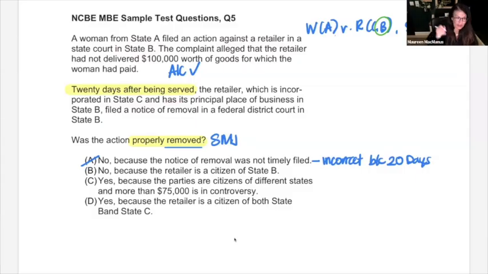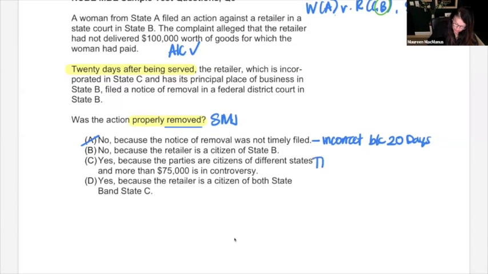So B looks good, but I'm going to go through the rest. C, yes, because the parties are citizens of different states and more than $75,000 is in controversy. So this is true, but it's the wrong result because it forgets about the technicalities.